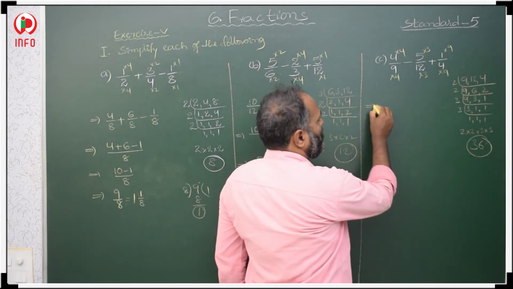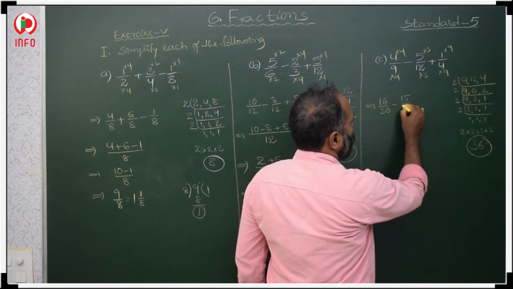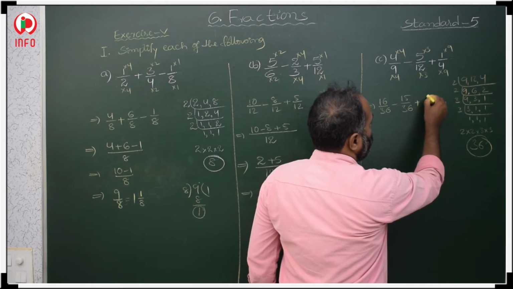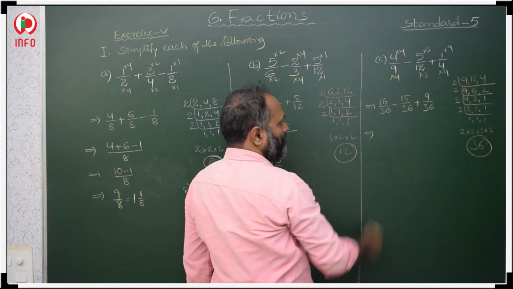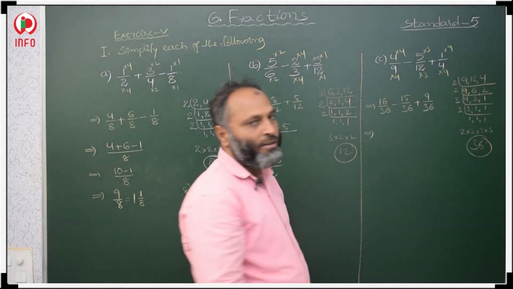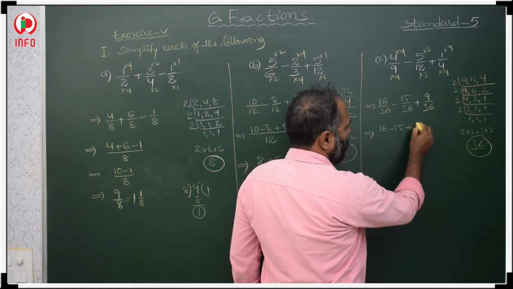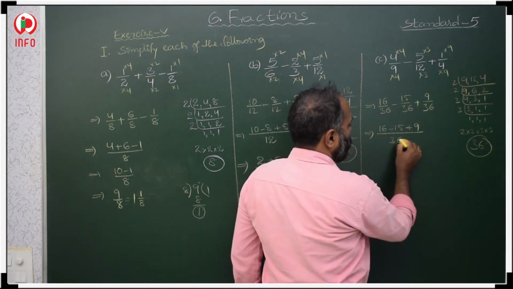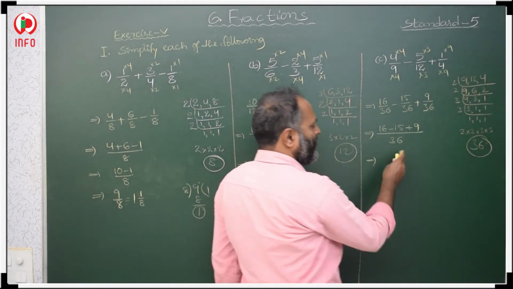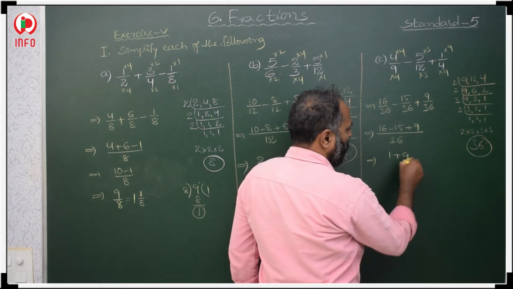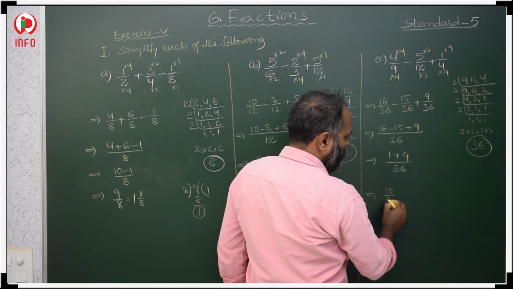Now, 4 4s are 16, 9 4s are 36; minus 5 3s are 15, 12 3s are 36; plus 1 9 is 9, 4 9s are 36. Now take the numerators along with the signs: 16 minus 15 plus 9 by the common denominator. 16 minus 15 is 1, 1 plus 9 is 10, so 10 by 36.